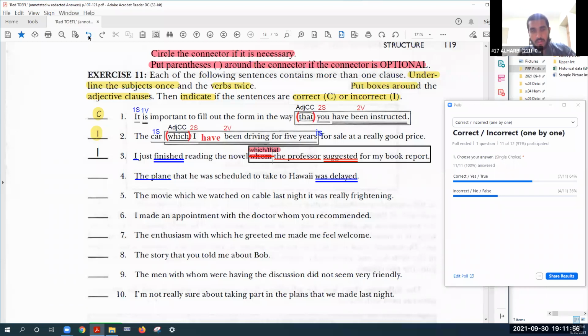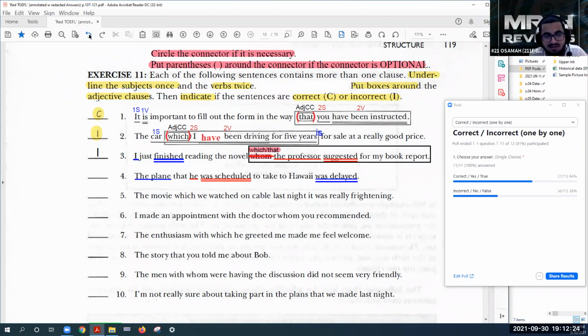That is adjective connector. Okay. It's a connector. And then? He is second subject. And then? Was scheduled is second verb. Yes. Is this active or passive? He was scheduled. Passive. He was scheduled to take a plane to Hawaii. He was scheduled. That's passive, right?